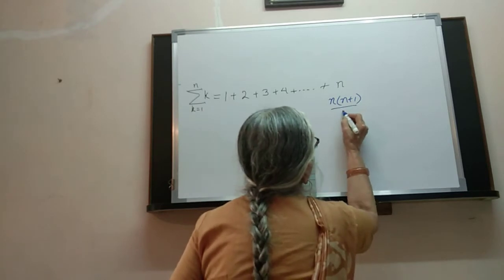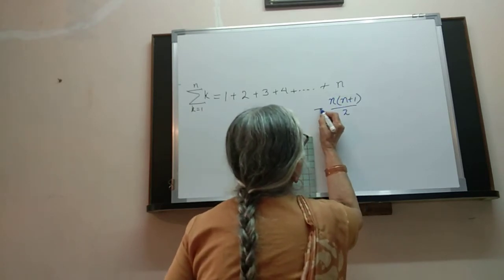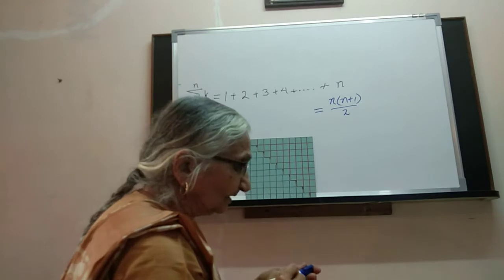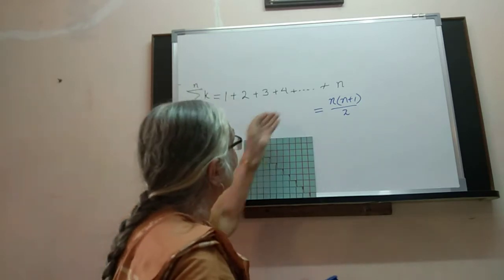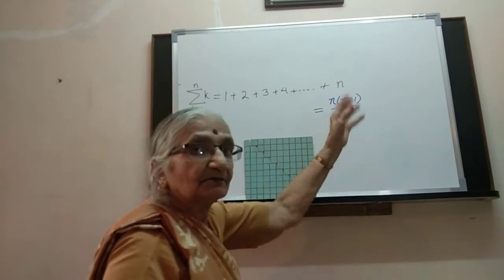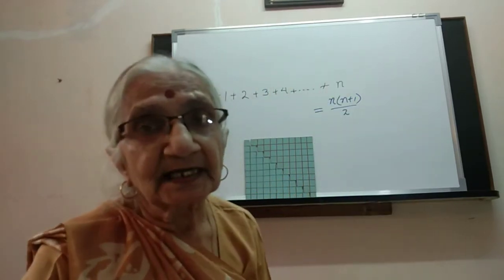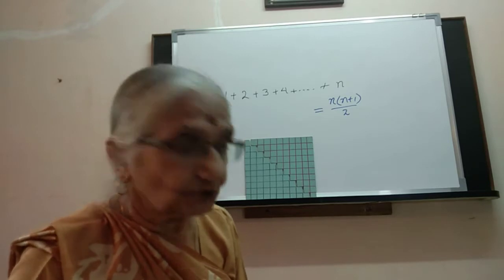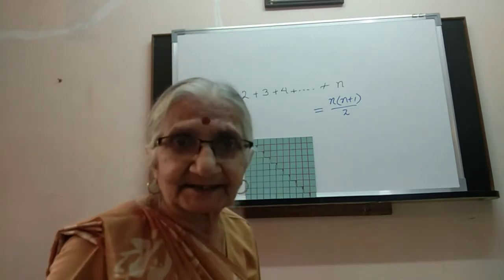So, this is equal to, why do I say equal to? Because this is what we did, 1 plus 2 plus 3 up to n. We got the total area and we found out that this summation was n into n plus 1 upon 2. So this is as simple as that.